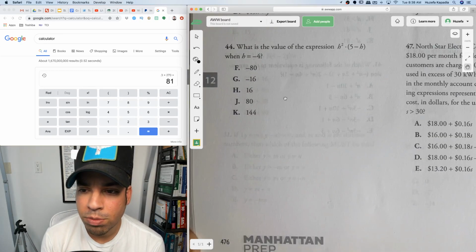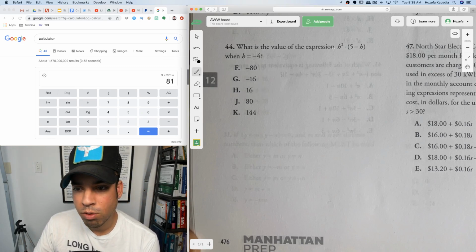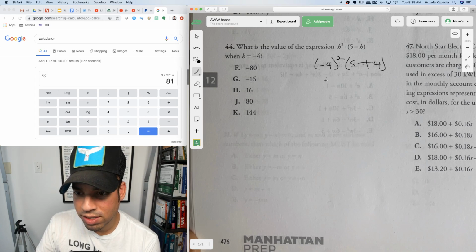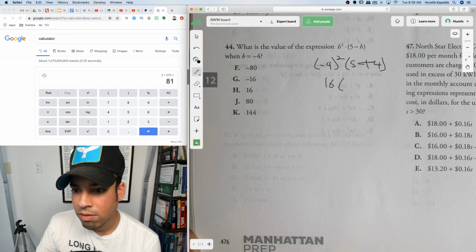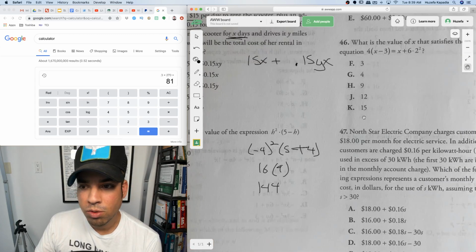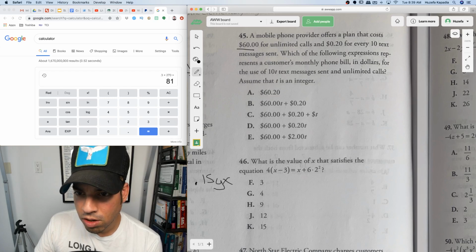What is the value of the expression h squared blank when h equals -4? Plug and chug. So I'm going to replace my h squared with -4. 5 minus -4, that becomes a plus. -4 squared is 16. 5 plus 4 is 9. 9 times 16 is 144. Done. Numero next, 45.